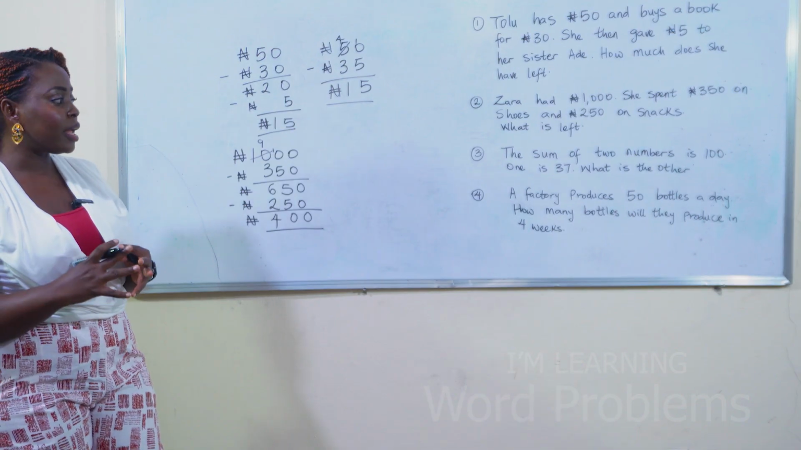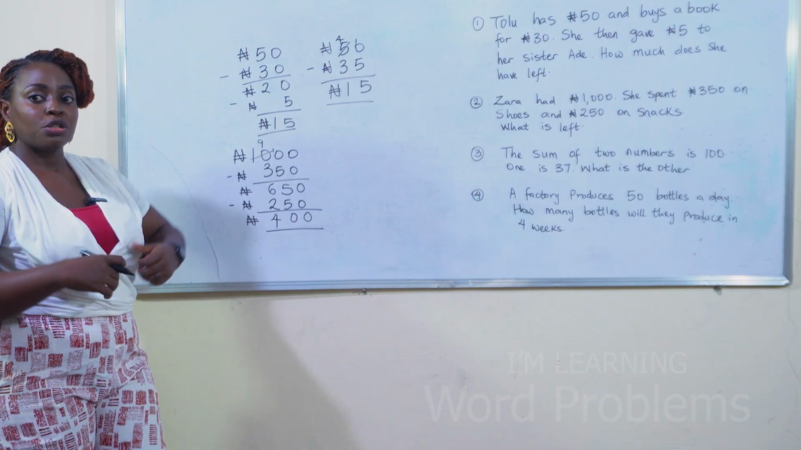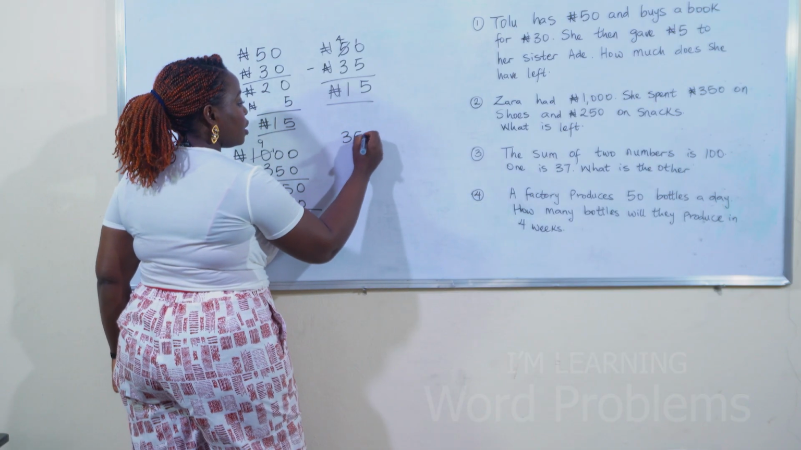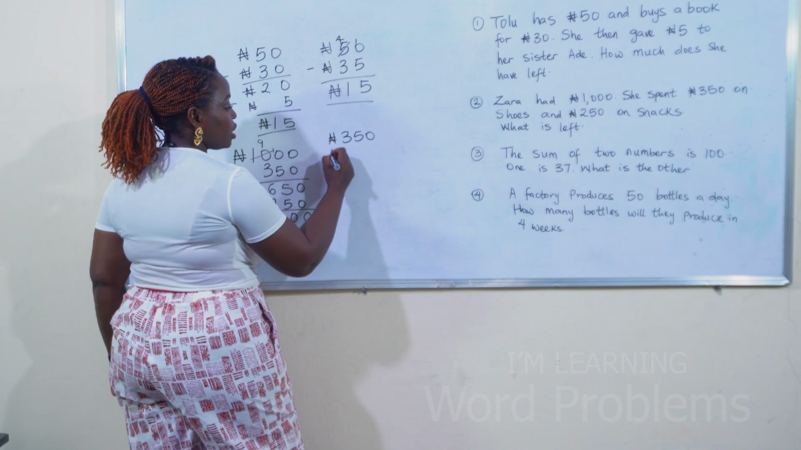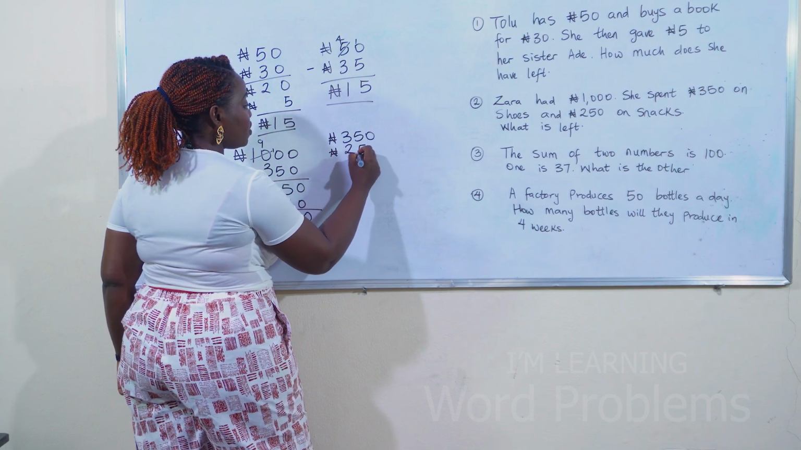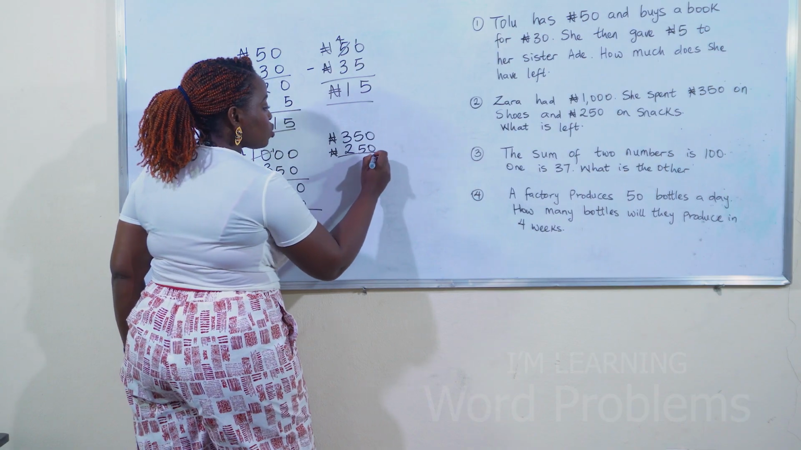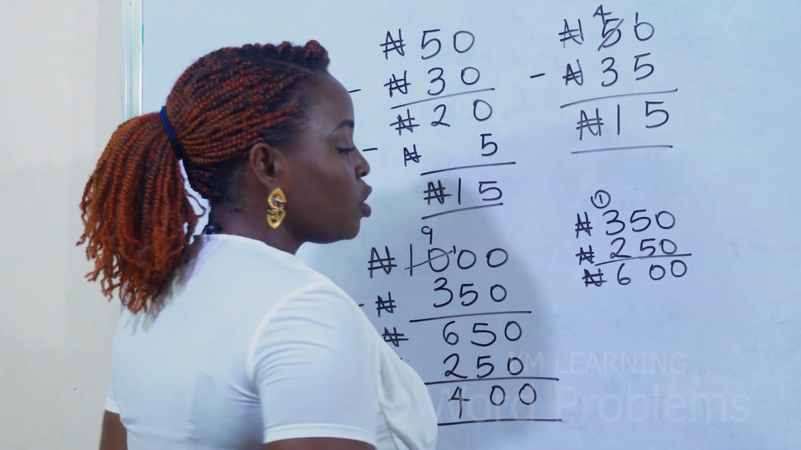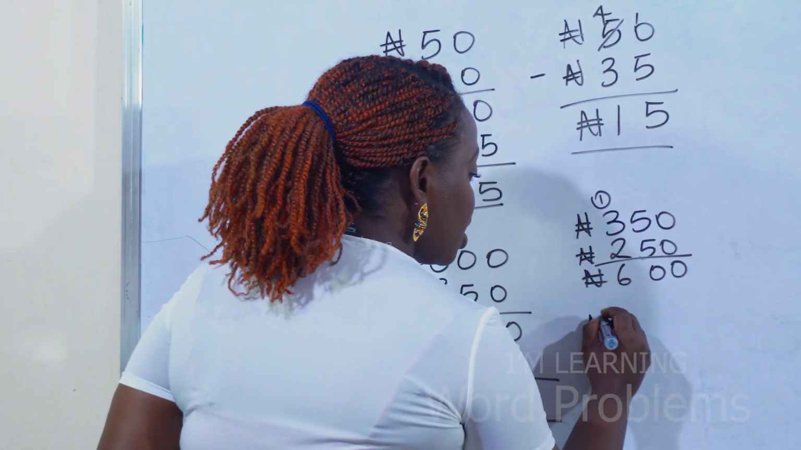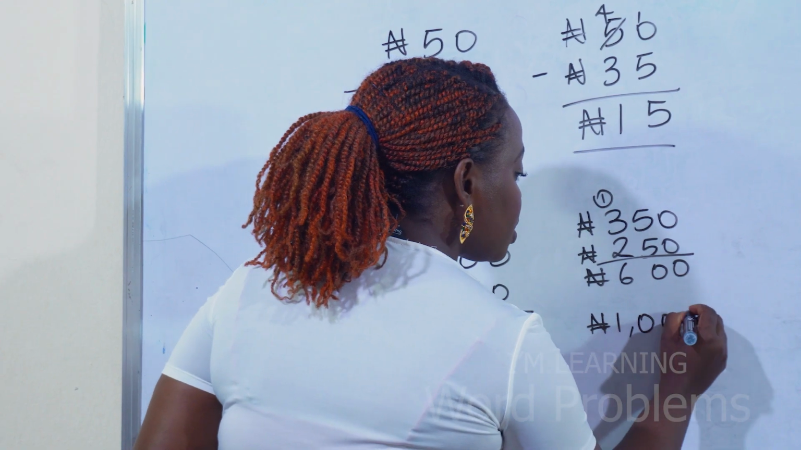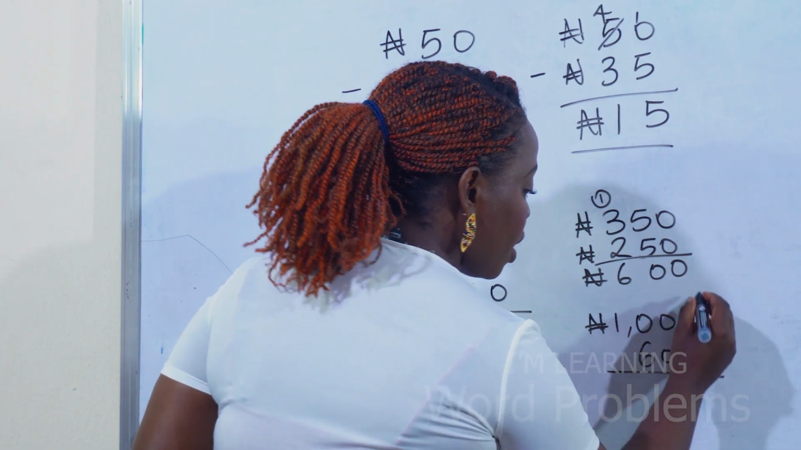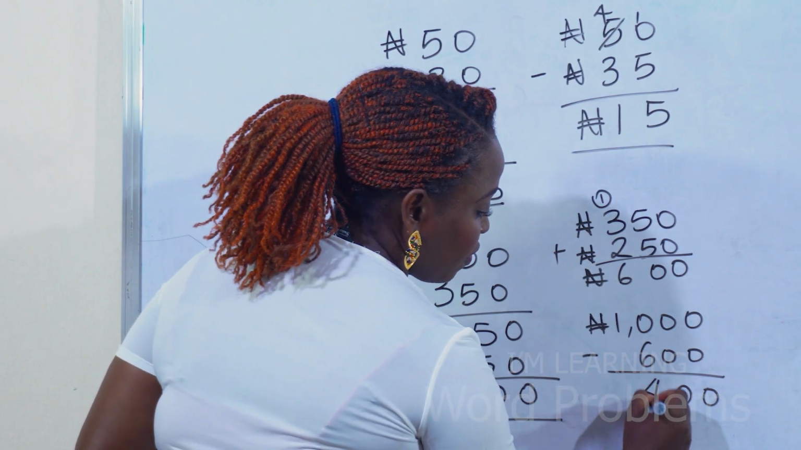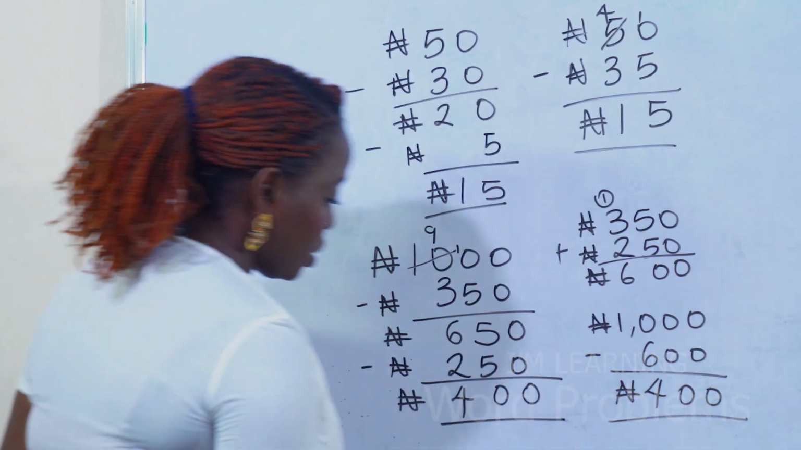But what if we wanted to combine the total amount of money that she gave away? The first amount she spent was 350 naira on shoes, then she spent another 250 on snacks. So the total money that Zara spent was 600 naira. So if she spent 600 naira and she originally had 1,000, we're going to take away 600 from 1,000. 0 minus 0 is 0. 0 minus 0 is 0. 10 minus 6 is 4. I will arrive at 400 naira.